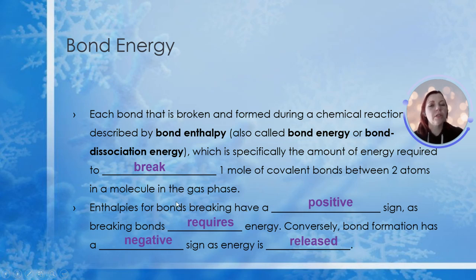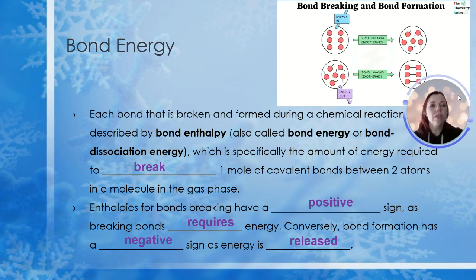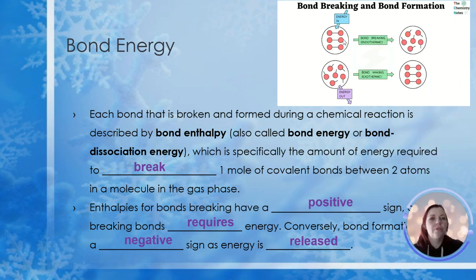And so this is really important for you to know. Breaking bonds requires energy, forming bonds releases energy, and that is going to be an important theme throughout the whole course, but especially for the rest of this unit. So here's a little graphic for that. In order to break bonds, energy has to come in, and so that is an endothermic process. And when bonds are formed, energy is released, and therefore that is an exothermic process.